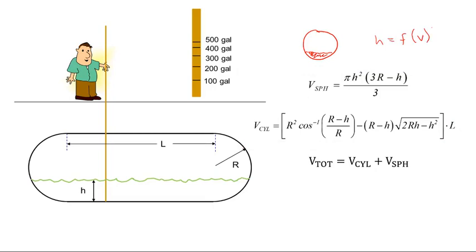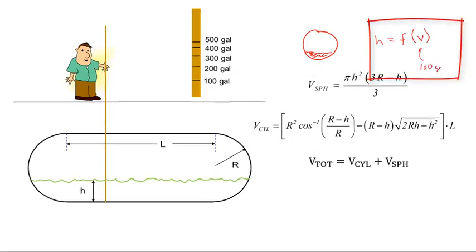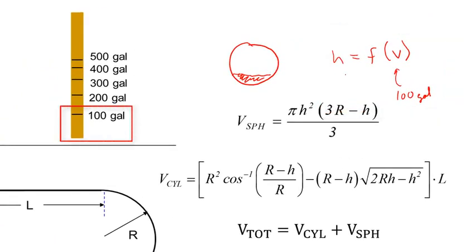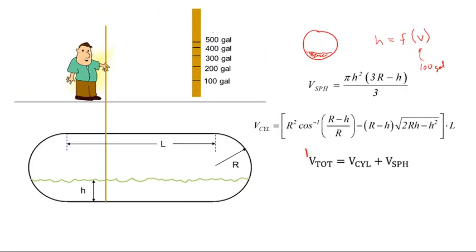So what you want to do is be able to put in a volume of, for example, 100 gallons, and find what the height on this dipstick, or what the depth, little h, is that corresponds to that 100 gallons. And you would then do this for a bunch of different values of the volume. So the total volume is equal to the volume of the cylindrical part plus the volume of the spherical part. And we're going to use the goal seek and solver tools to back calculate what the height is that corresponds to a certain volume.